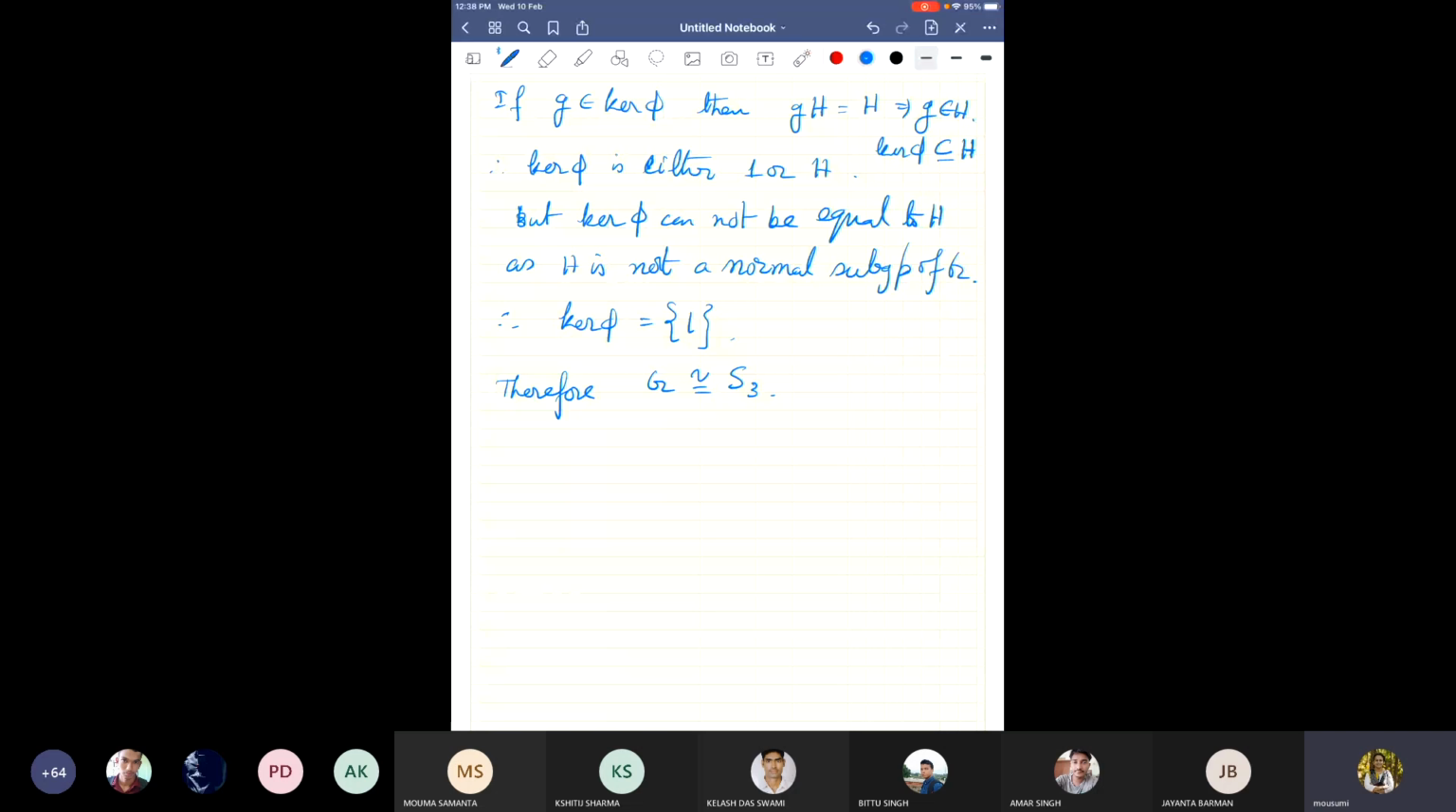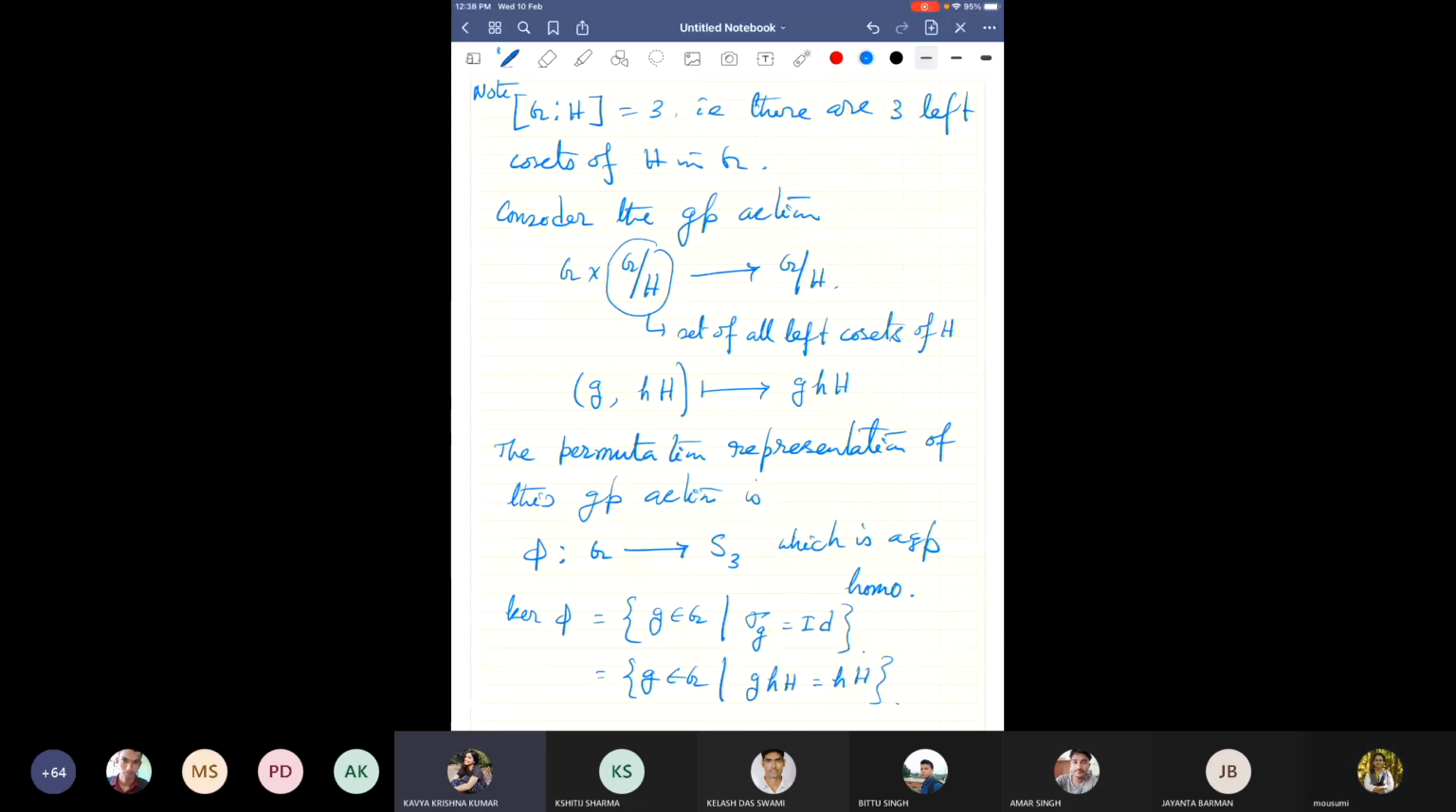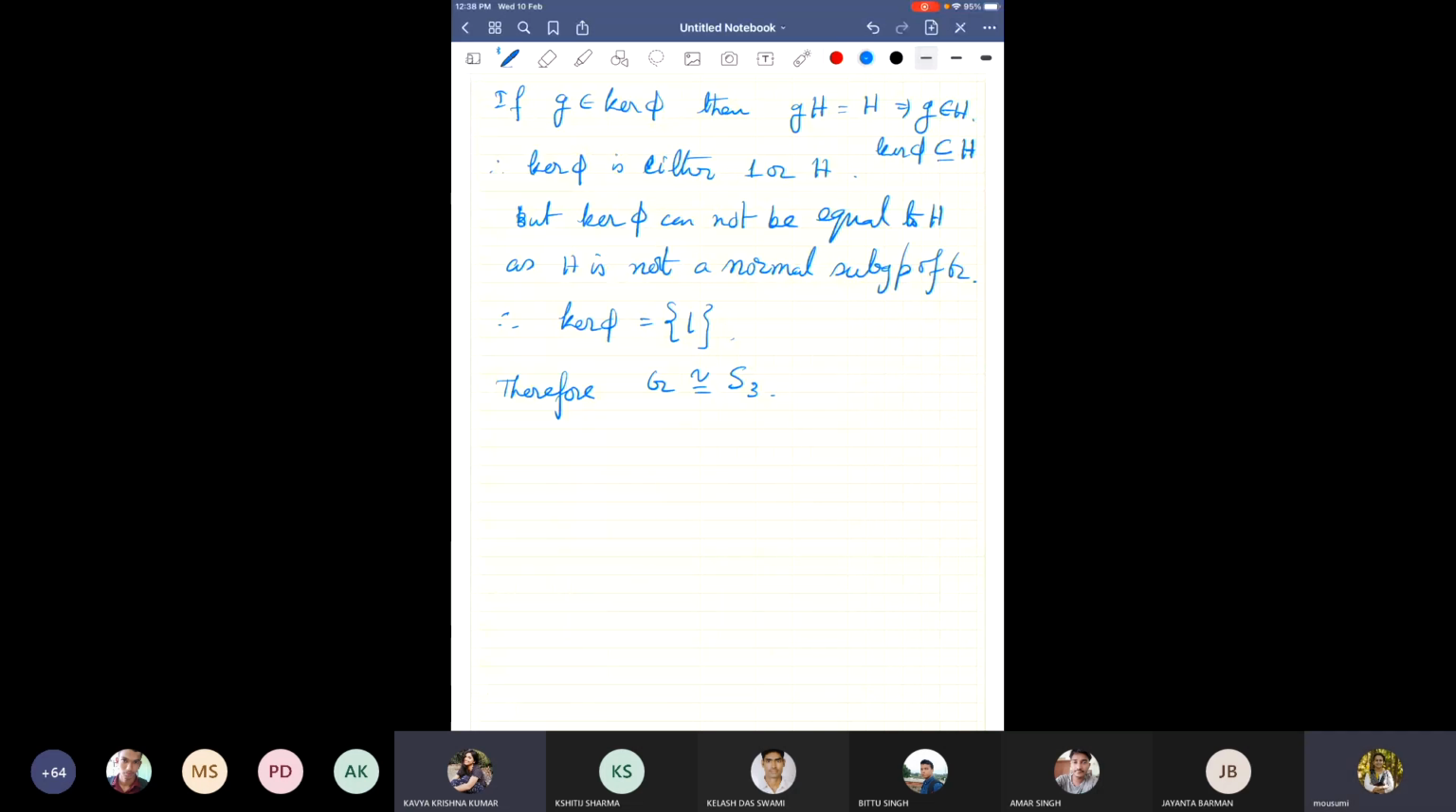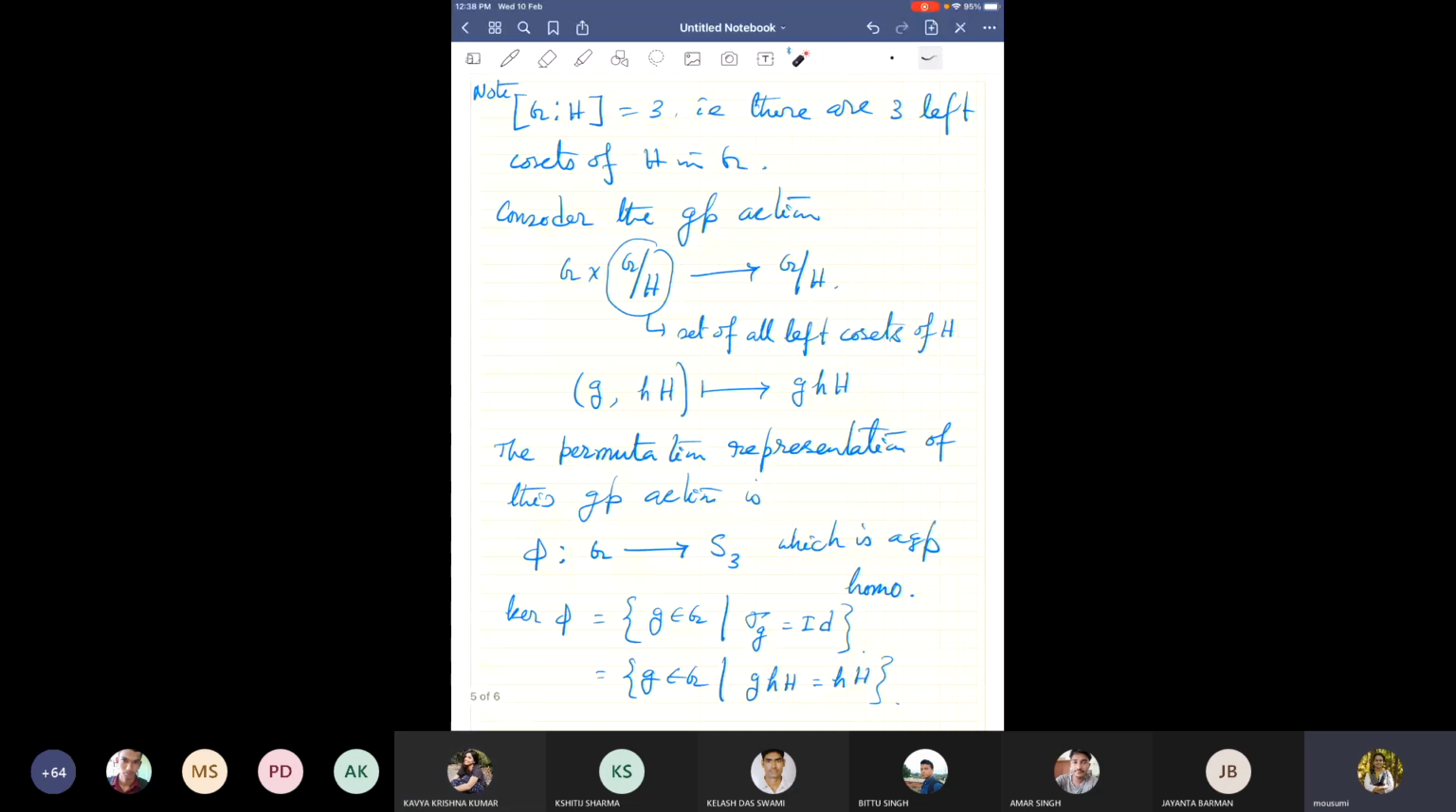Ma'am, yes. In the previous page, last step, we have written that GHH is equal to HH. From there, can you explain how you got the next line? So this is the description of the kernel. Kernel is all elements which fix all the left cosets. Okay, ma'am. HH is one particular left coset. You can choose this small h to be identity. That will give you the left coset corresponding to H, right? Okay, ma'am. Understood. Thank you, ma'am.